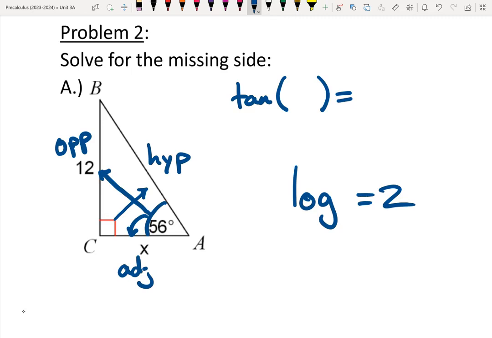We have to ask ourselves, log of what equals 2? Right? Because we need an argument. Log of what equals 2? If you just have log, that means nothing. You have to have log of something. Same thing with tangent, sine, cosine. It is a function. So tangent of what? What goes inside?